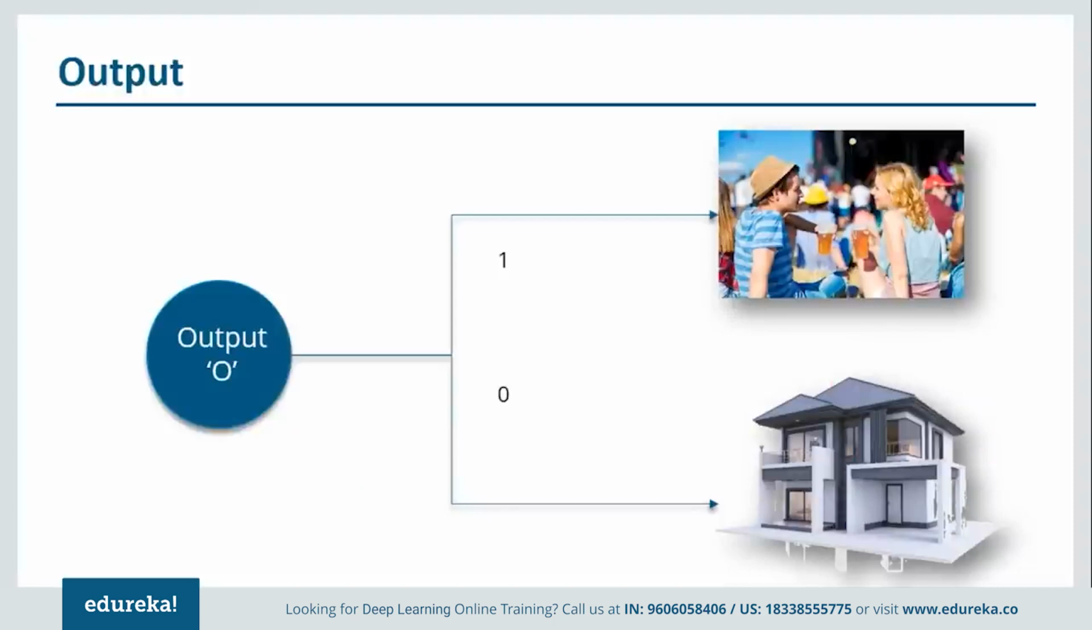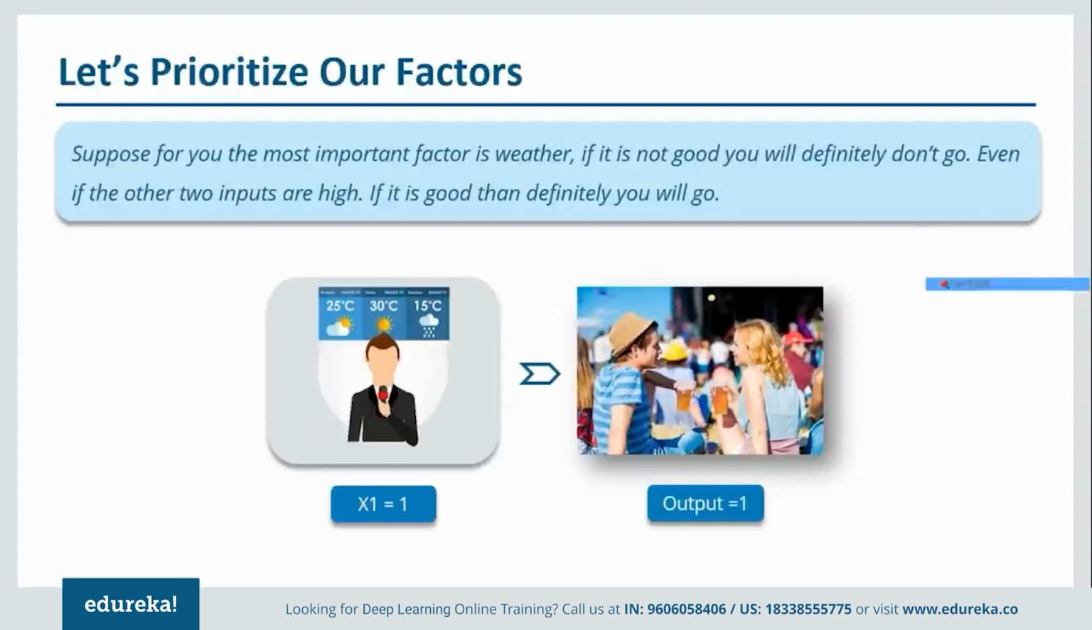Now what does a human brain do? Over here, okay, fine, I need to go to the beer festival. But there are three things that I need to consider. Will I give importance to all these factors equally? Definitely not. There will be certain factors which will be of higher priority for me. I'll focus on those factors more, whereas a few factors won't affect me that much. So let's prioritize our inputs or factors. Here our most important factor is weather. If weather is good, I love beer so much that I don't care whether my wife is going with me or not, or whether there is public transport available. I love beer that much that if weather is good, then definitely I'm going there. That means when x1 is high, output will definitely be high.